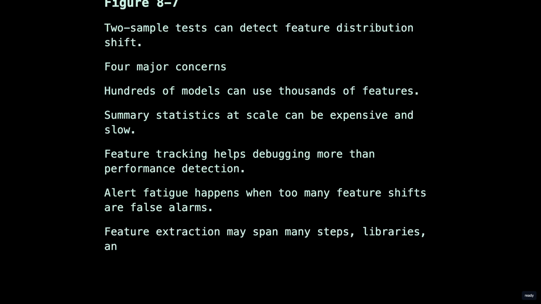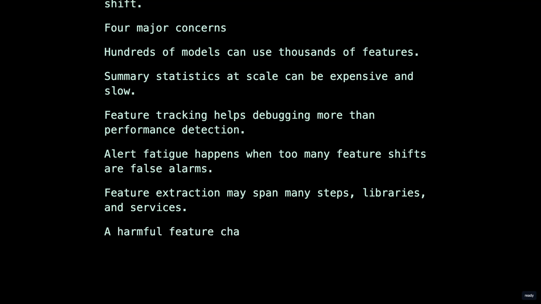The harder part is that feature creation is rarely a single clean step. It can move through cleaning, standardization, and multiple systems, so a bad feature value may be caused anywhere along that path. Once a feature has been transformed several times, the source of a problem becomes ambiguous. The same bad value could come from a real change in the data or from a bug in one of the processing stages.